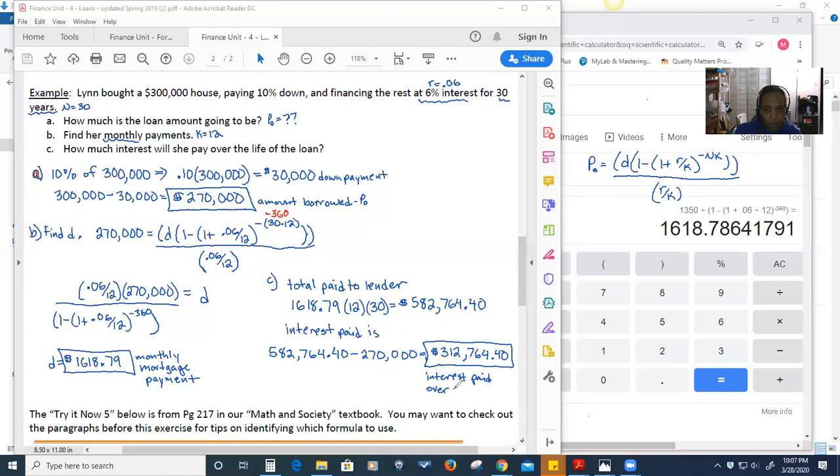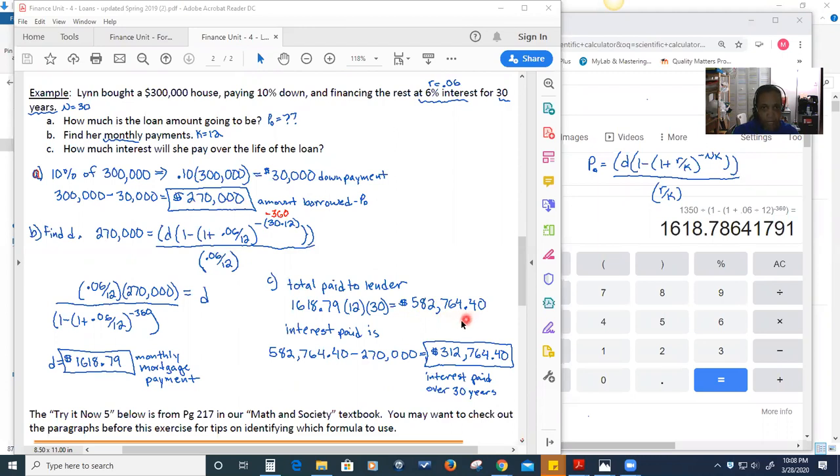All right. So I want you to think about these numbers for a second. She bought a house. She put down a down payment. She originally borrowed just $270,000. She ended up paying, though, $582,000.